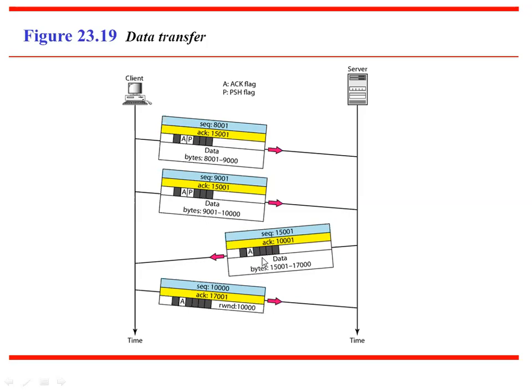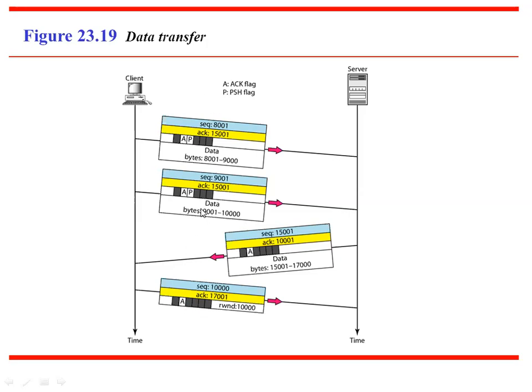With this one, the server is also sending data. Previously the client was asking the server to send a packet with number 15,001, so the server is sending 15,001 to 17,000 in this packet. For this one, the client is sending the acknowledgement, so the acknowledgement number is going to contain 17,001 as a number. Again, let us say it does not want to send any data, so it is not using any sequence number.